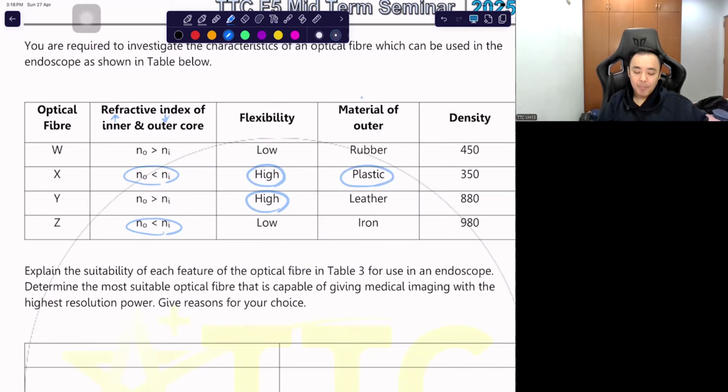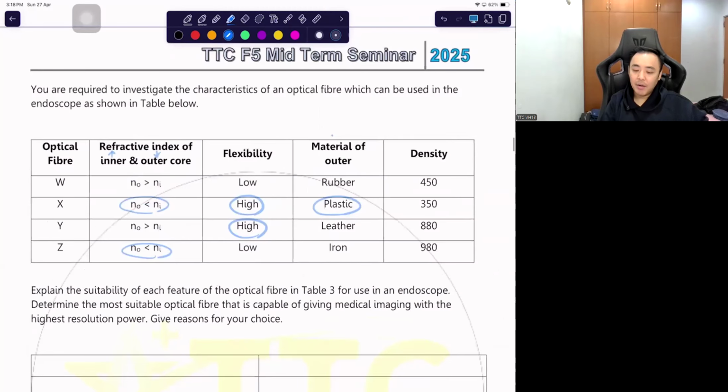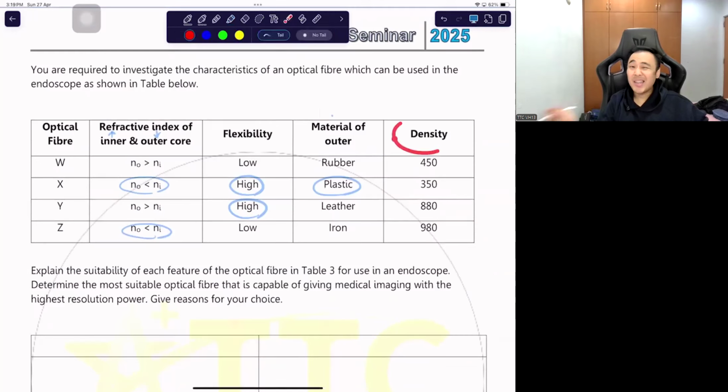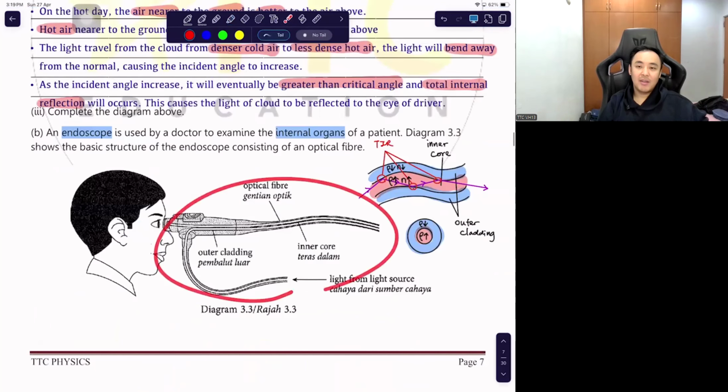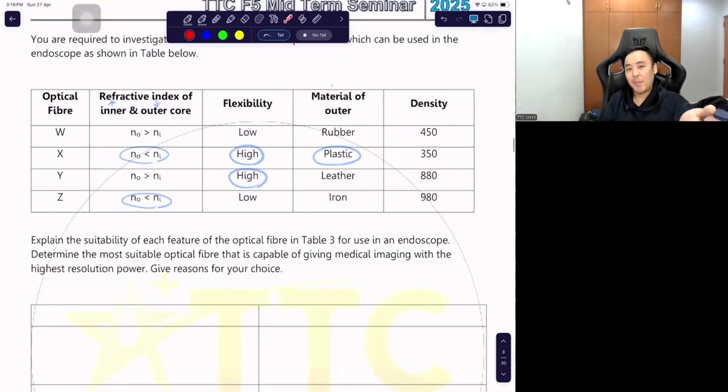Finally, density. Now, did they mention whose density here? Inside or outside? They didn't, right? When they don't say whether inside or outside, what they refer to is overall, the whole thing. Like this whole thing here. So what do you want for the density? This we have done many times already. Every time you say density, it controls the mass, right? It controls the weight, right?